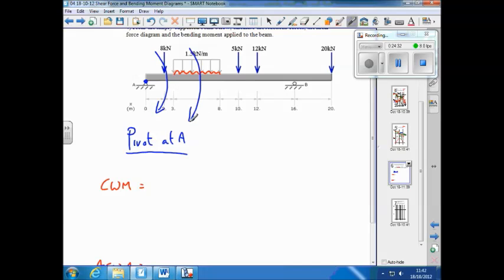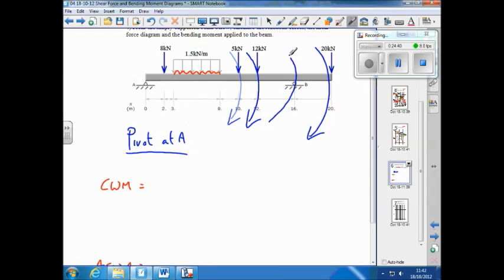The UDL is going around clockwise. The 5 kilonewton is going clockwise. So is that, and so is that. Okay? The only one that's going anti-clockwise is that. So the clockwise moments are given by all of those downward forces. So we multiply the force by the distance from the pivot. Put each one in the bracket.